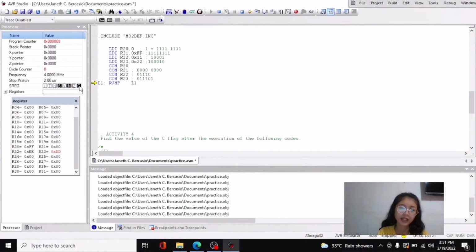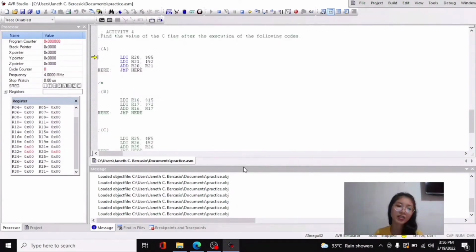We have the carry flag since we are considering the complement of a number, and the system assumes that we are adding a number to that number in order to get its complement. So that's for activity 3.